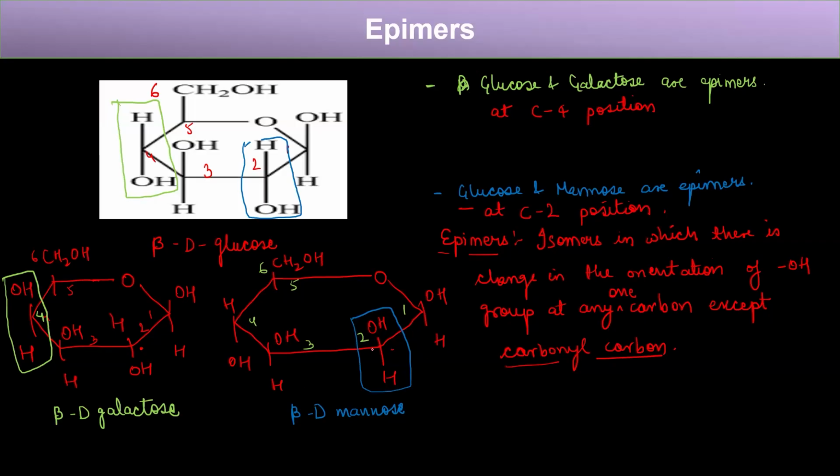Why? Because, as we have studied in the definition of epimer, the change should be at one carbon, and in this case the change is at 2 carbons, right? So we can write that galactose and mannose are not epimers, because the changes are at 2 positions. Okay, so this is about epimers. Along with this, we have also seen the structures of galactose and mannose. These are also 6 carbon sugar molecules, right?